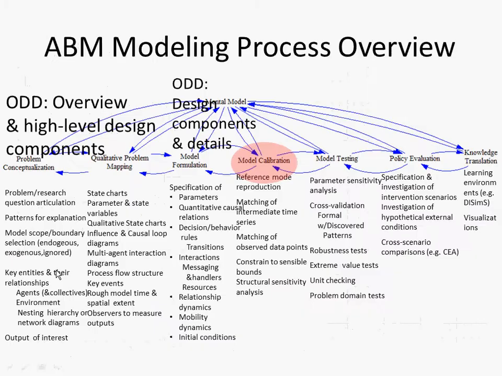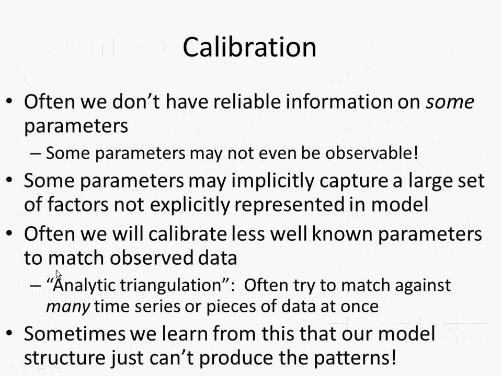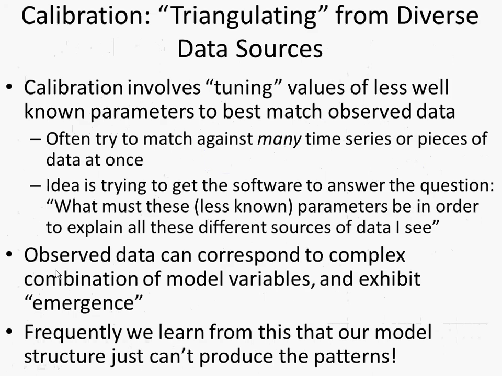A few things here, just a peek at calibration. Often we don't have reliable information on some parameters. But often we do have data related to the emergent behavior of the model. So what we try to do is sort of triangulate from these data sources. The data source may not be sufficient to give us understanding of any one parameter in isolation, but it kind of constrains our interpretation about what a bunch of parameter values must be to be consistent.